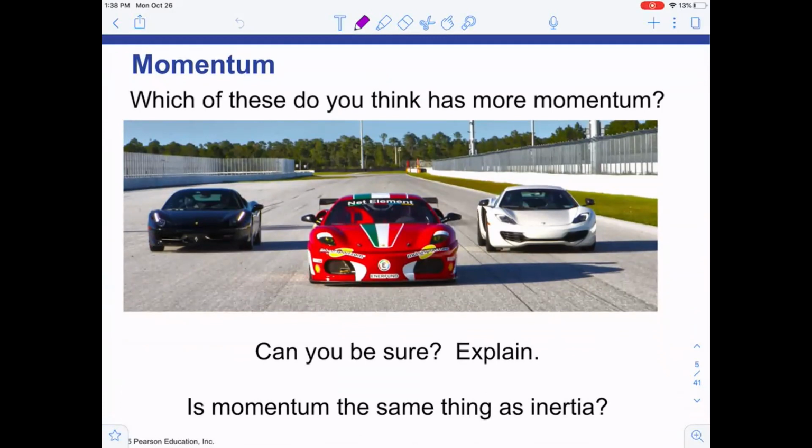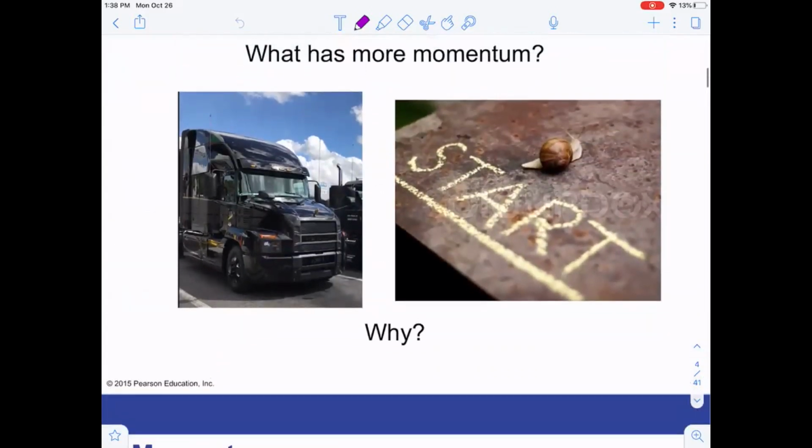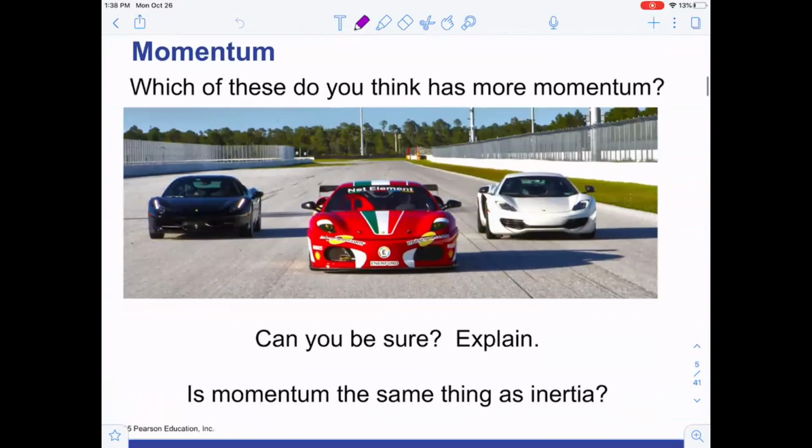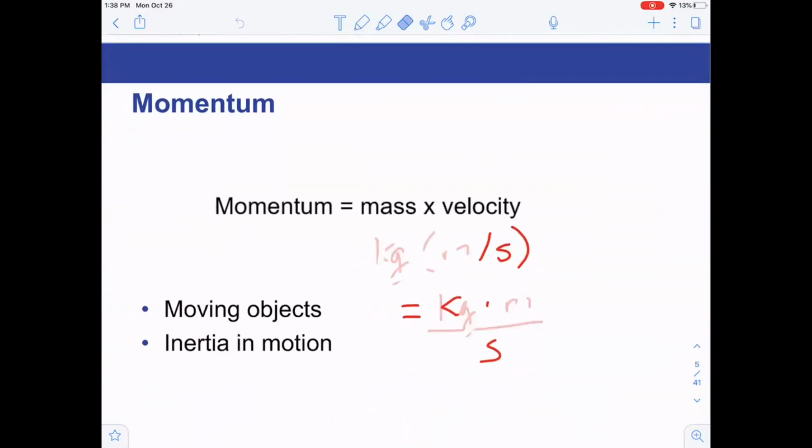Okay. Which of these do you think has more momentum? So yeah, you have to make certain assumptions, right? So if you're assuming that the red one's going faster, then for sure it's the red one. Okay. So yeah, momentum relies on 2 things. It relies on mass and on velocity. So here's our equation for momentum.